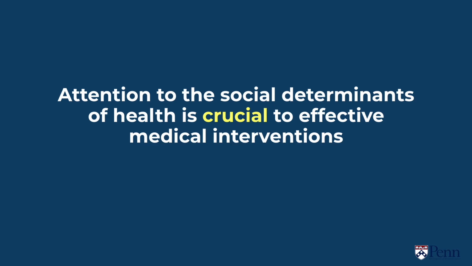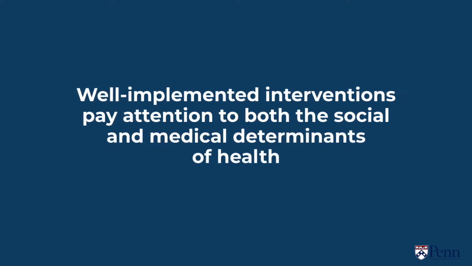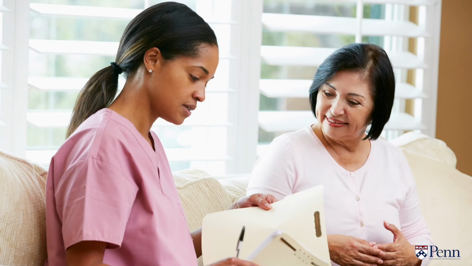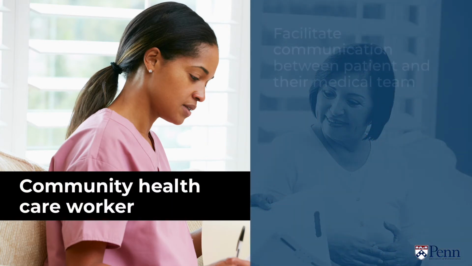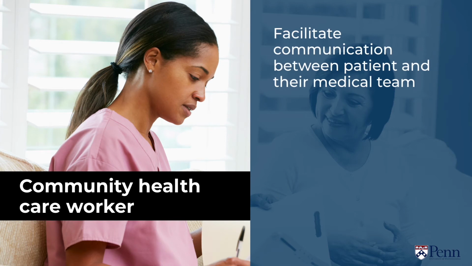This is where community health interventions can have a big impact. Well-implemented interventions pay attention to both social and medical determinants of health. When a patient comes into contact with the medical system, for example, when they're admitted to the emergency room, they can be matched up with a community healthcare worker. This worker can facilitate communication between the patient and their medical team, making sure everyone is on the same page about what care is needed and how it should be delivered.